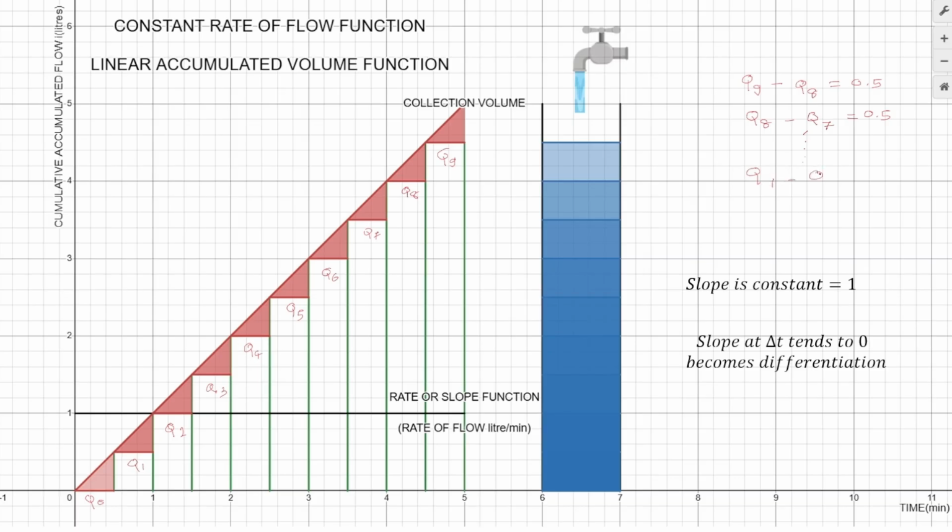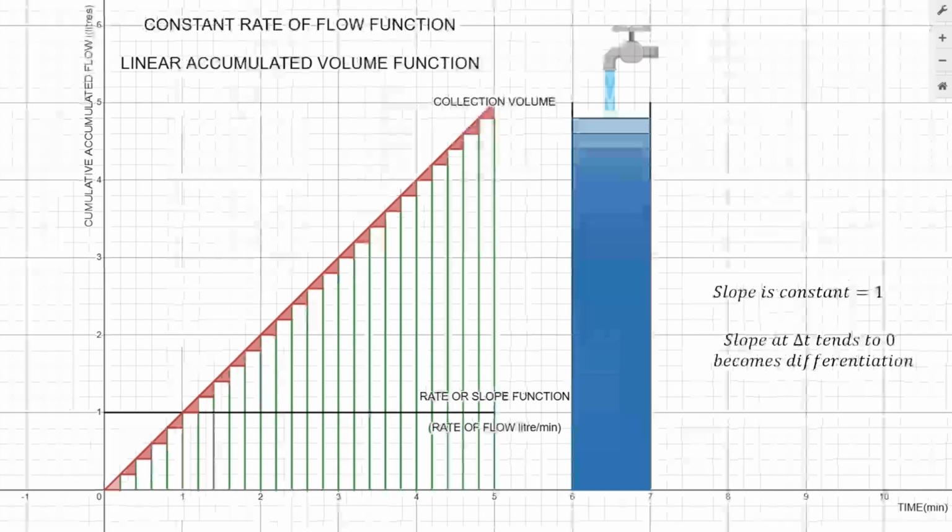So q1 minus q0 is also 0.5. Now we find delta q is 0.5. Now we can find out the slope. Delta q is 0.5, divided by delta t, which is also 0.5. Now the slope is 1. And when delta t tends to 0, it is the differentiation of the integration function.